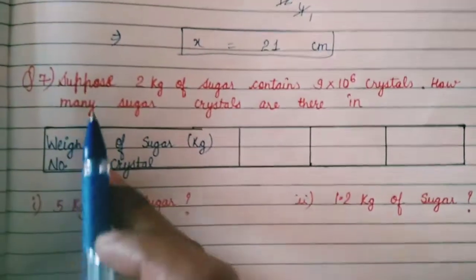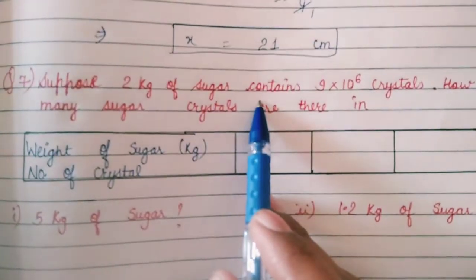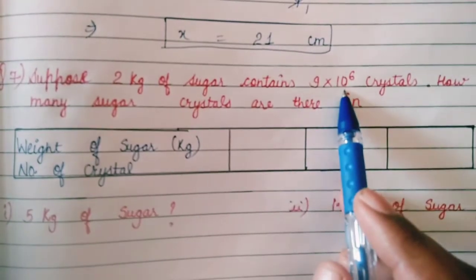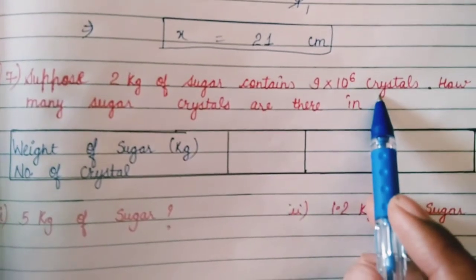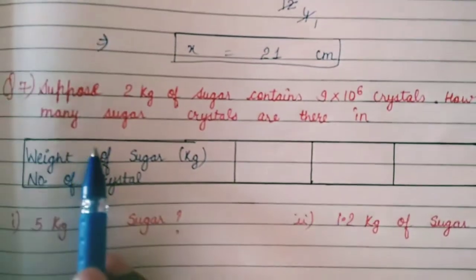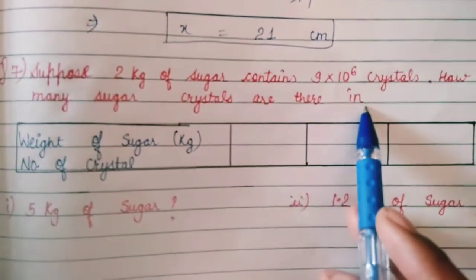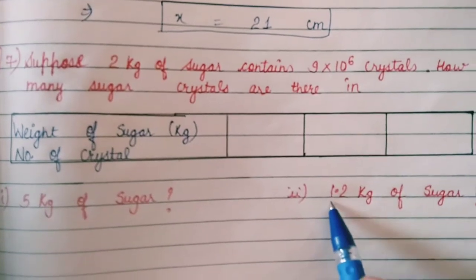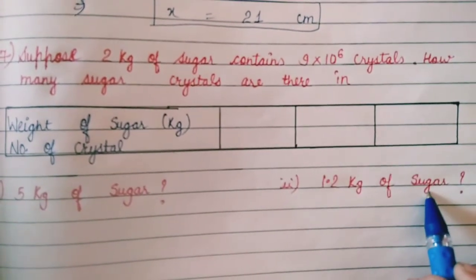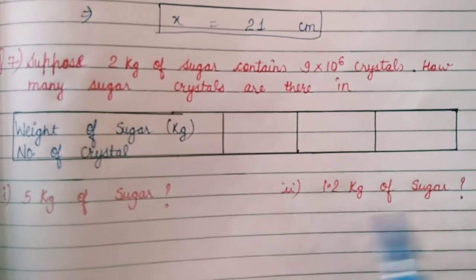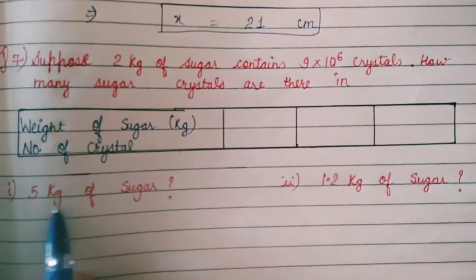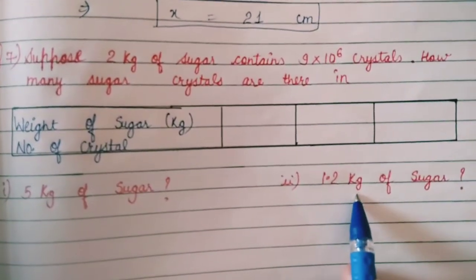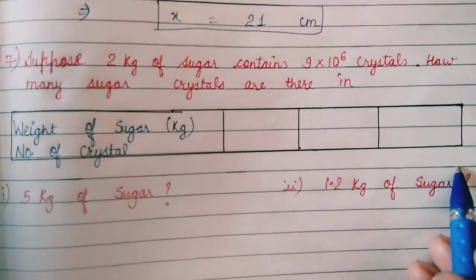Question number 7 is, suppose 2 kg of sugar contains 9 into 10 raised to the power 6 crystals. How many sugar crystals are there in 5 kg of sugar? And the second one is 1.2 kg of sugar. So for finding the number of crystals in 5 kg and 1.2 kg of sugar, I have drawn one table.